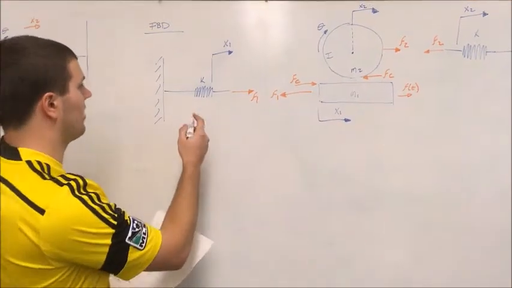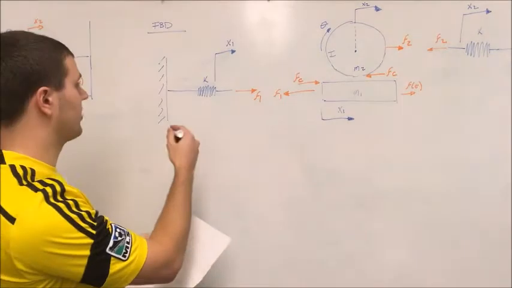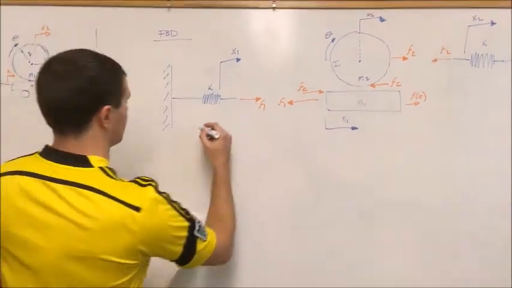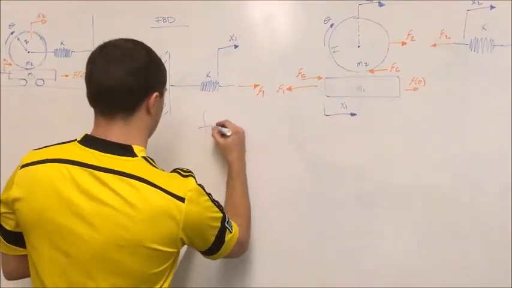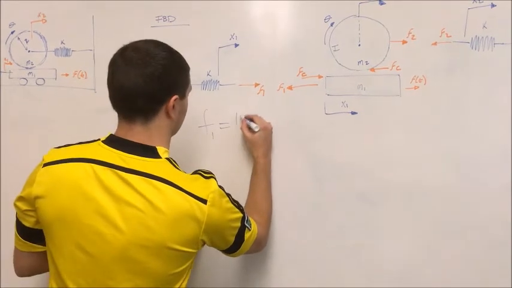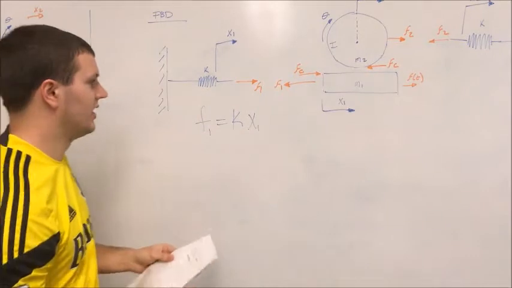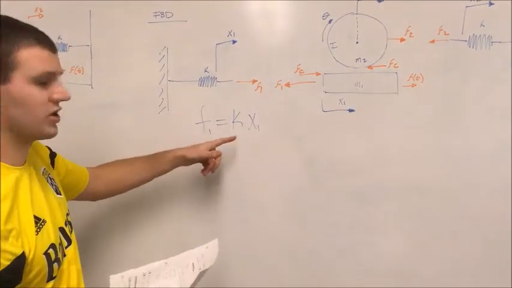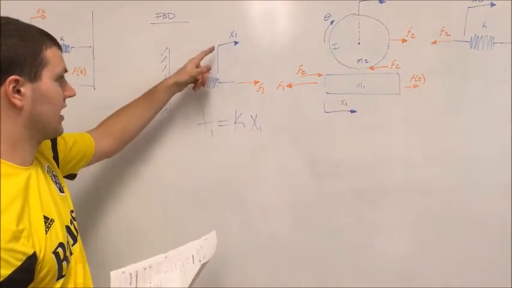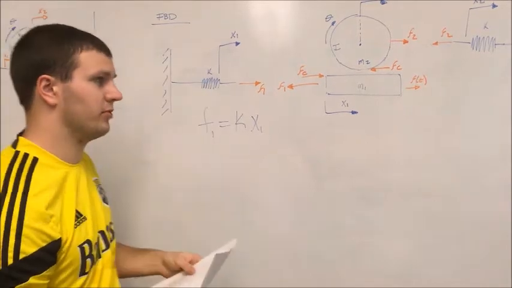So right here, we have this one spring. It's attached to a fixed wall. So the relation we're going to get for this one is F1 equals K x1. Okay, that's pretty easy. It's just positive because F1 and x1 are in the same direction. That's how we've been doing it.